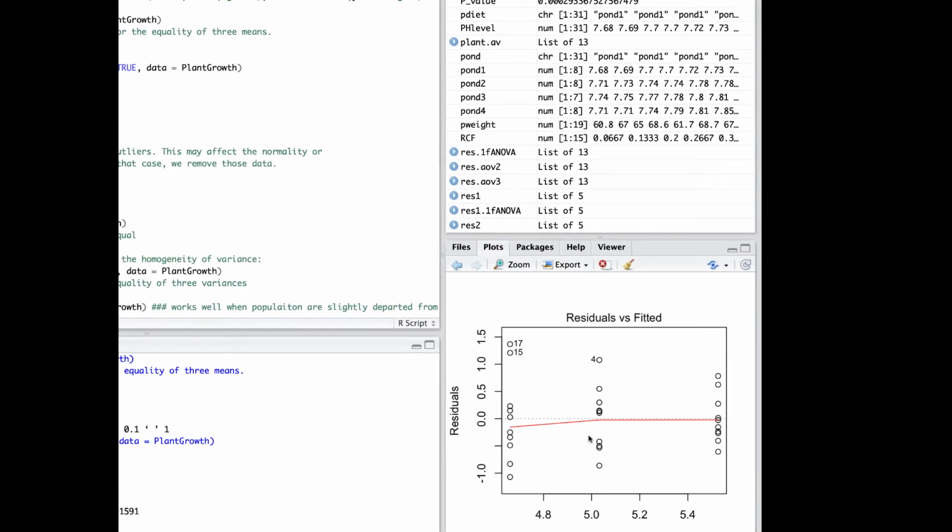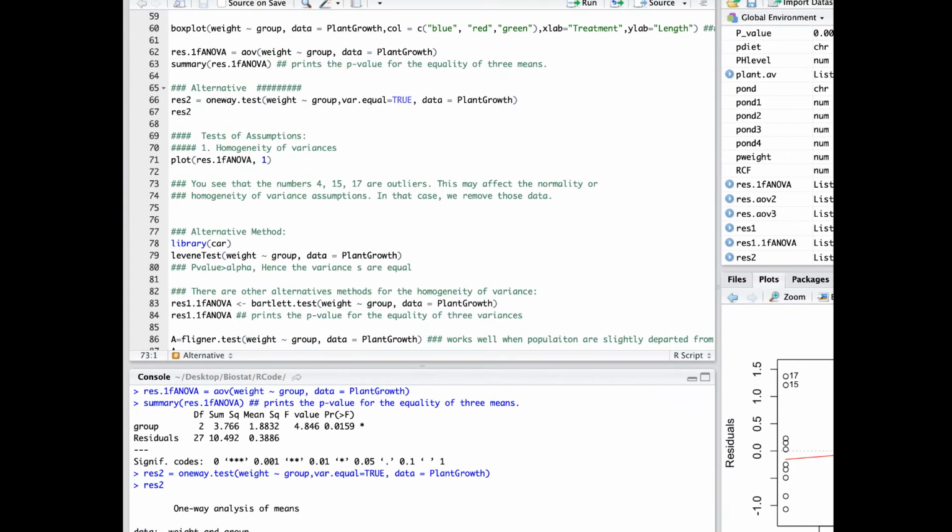So what does that mean? That means if this red line, the bold line, is close to the dotted line, then we can say that the variances are homogeneous. The variances of the populations of the samples are homogeneous, meaning equal. If it is far away like that, then they are not equal, okay? So this is just a graphical method. What we do is we plot the residuals versus the fitted values.